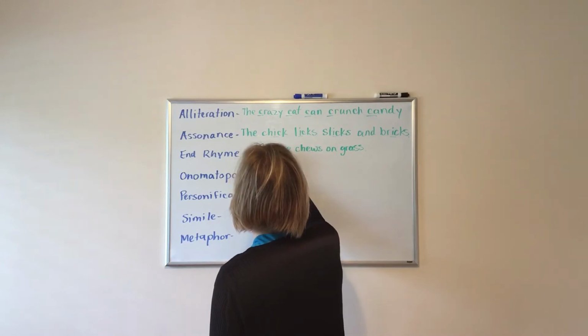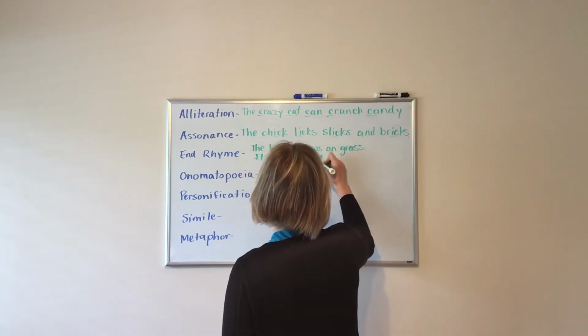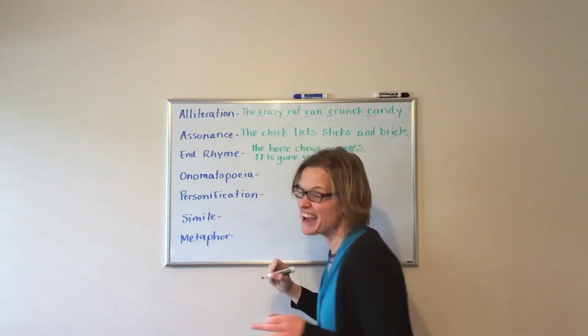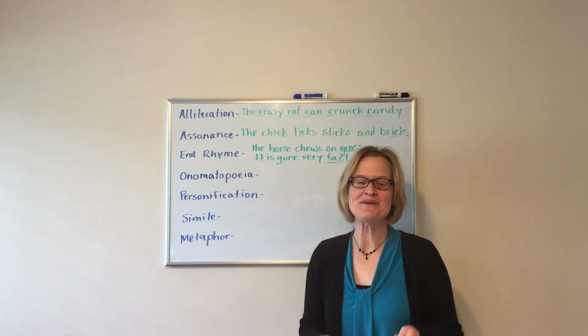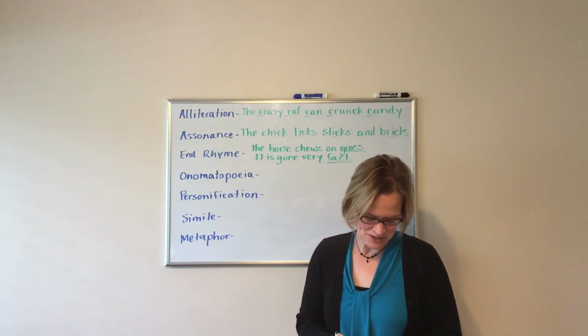It is gone very fast. So grass, fast, close enough, all right? So make sure that the two words rhyme at the end. All right, so let's do another one.